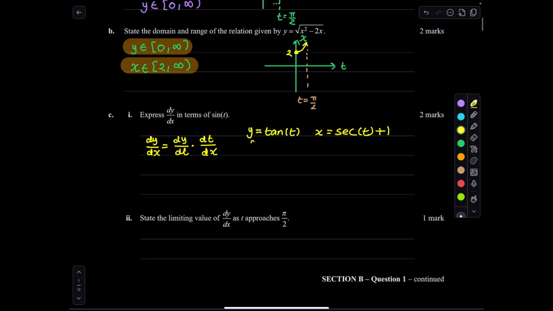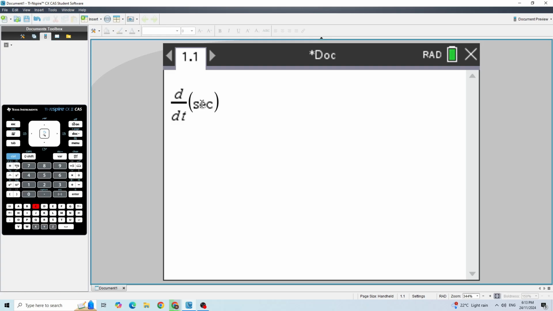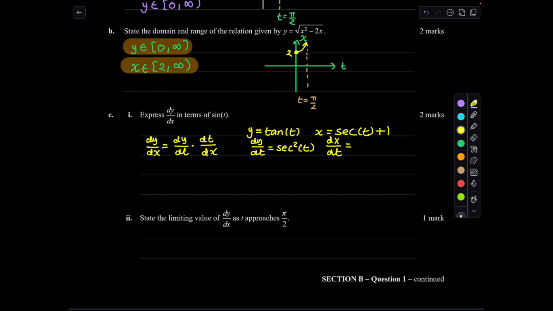Yes, it is. So when you're deriving this in terms of t, dy dt is, of course, deriving tan, secant squared t, and what is dx dt? Deriving secant, you can do it using the quotient rule by hand, but I'm going to do it with my CAS. I'm just going to derive in terms of t, secant t plus 1. Of course, plus 1 is just going to be 0 because it's a constant. Let's write that down. That's going to be equal to sine t all over cos squared t.